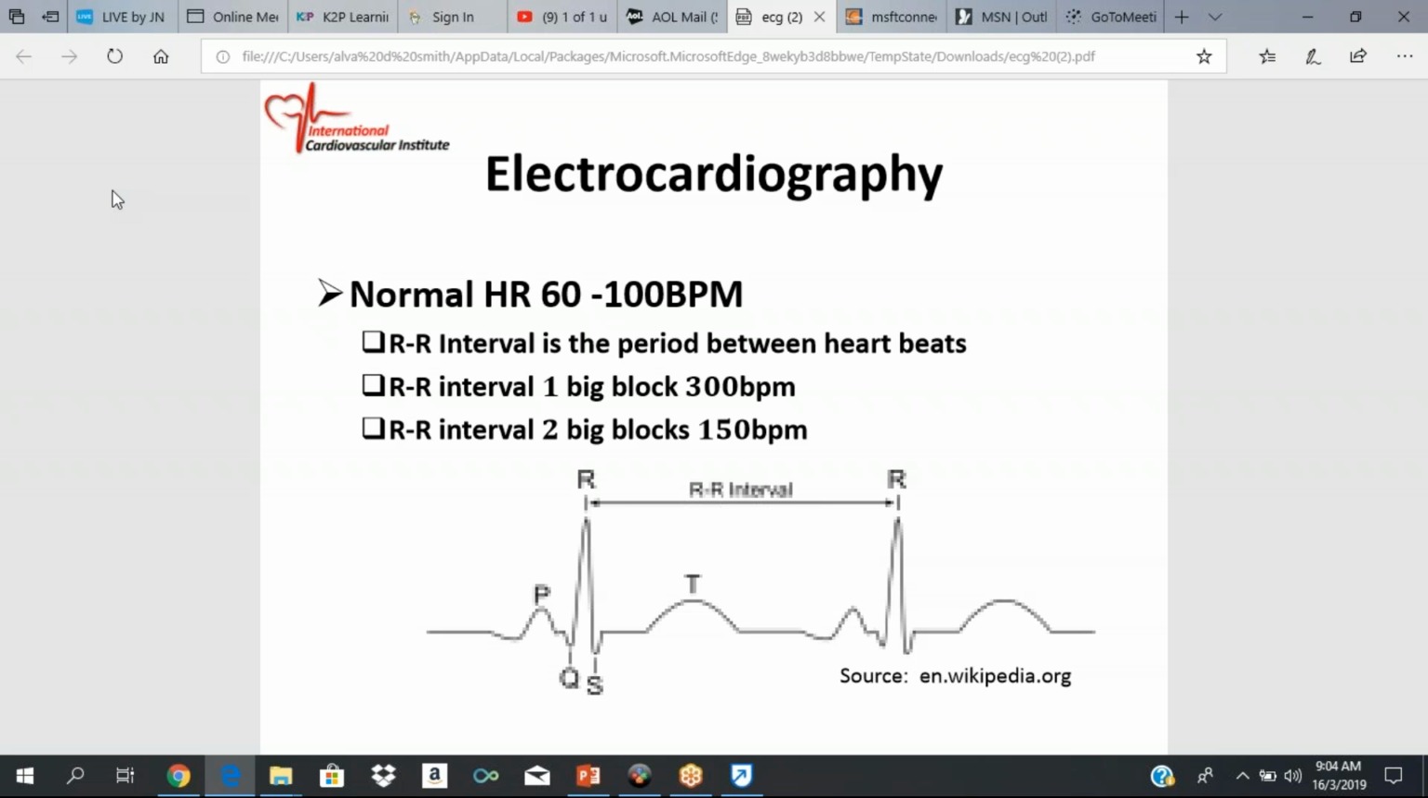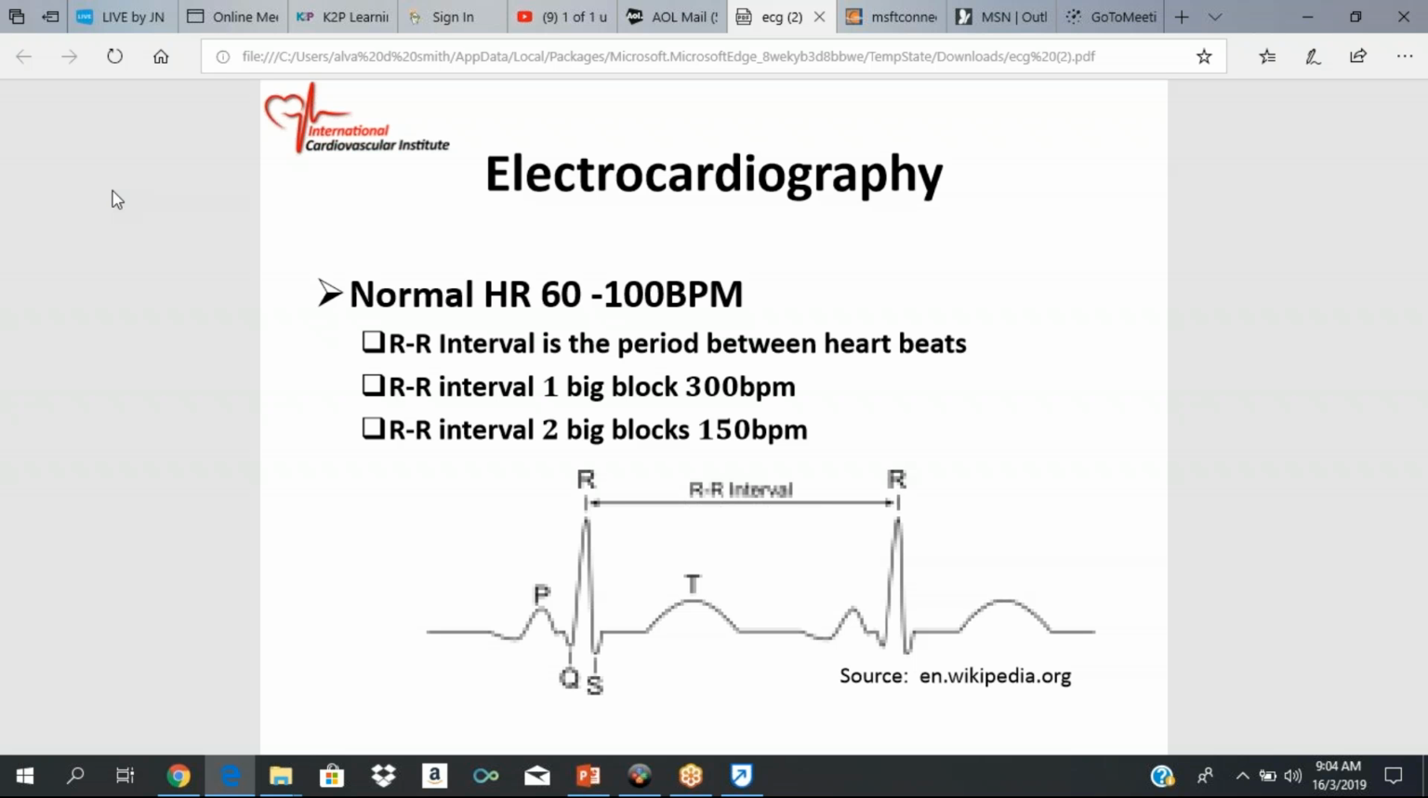The normal heart rate is between 60 and 100 beats per minute. So you have to know what's normal, because if you don't know what's normal, then you won't know what's abnormal. So the normal heart rate is 60 to 100 beats per minute. And when we talk about normal sinus rhythm, as we said before, normal sinus rhythm is a specific category of things. The heart rate should be between 60 and 100 beats per minute.